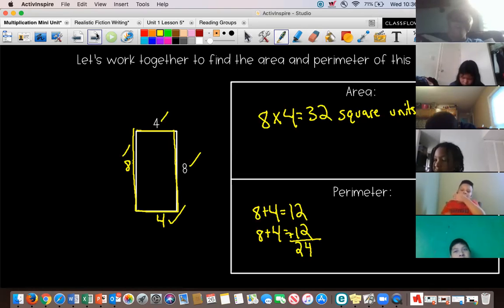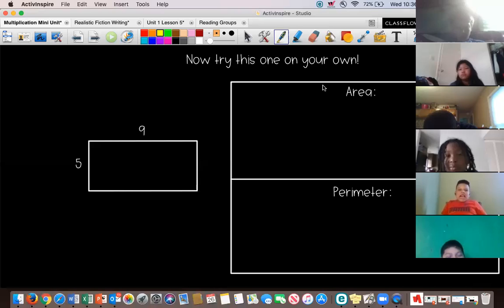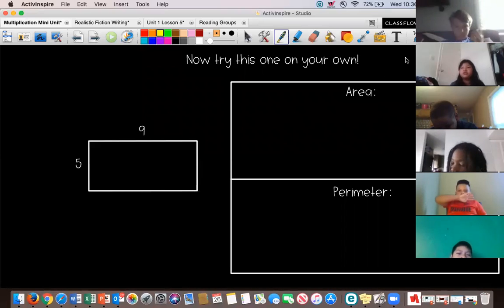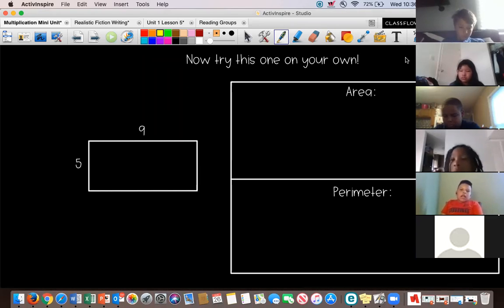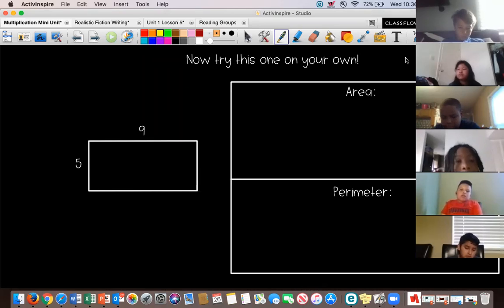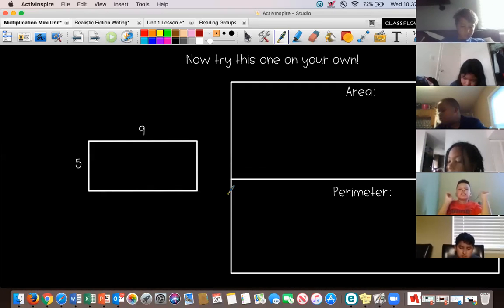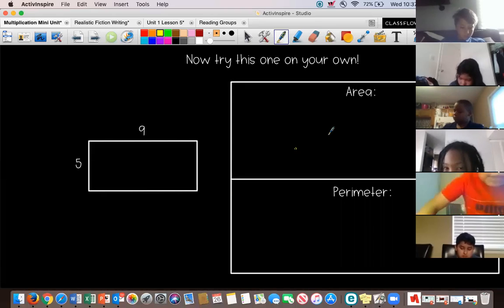So on your whiteboards, you are going to do this one right here. Find the area and perimeter for this rectangle. I'm going to give you 5 minutes to find the area and find the perimeter using whatever strategies you need to. 5 minutes. On your marks. Okay. Get set. Go. 5 minutes. Area and perimeter. Please do not show your whiteboards until the end when we ask you to show them to us.